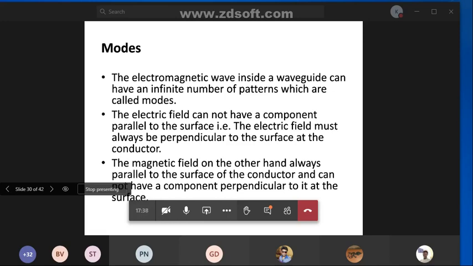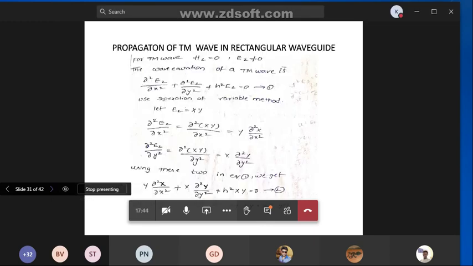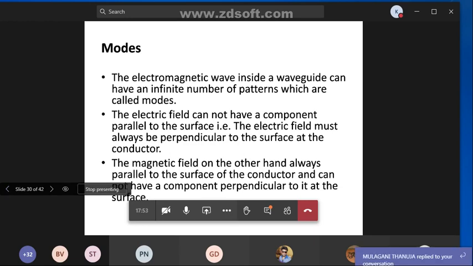So now we will discuss different types of modes and the propagation of TM wave in rectangular waveguide. The electromagnetic wave inside a waveguide can have an infinite number of patterns. These are called modes. A waveguide is used to transmit the electromagnetic wave, and this wave can have an infinite number of patterns inside the waveguide. These patterns are called modes. We have TM modes, TE modes and TEM modes.